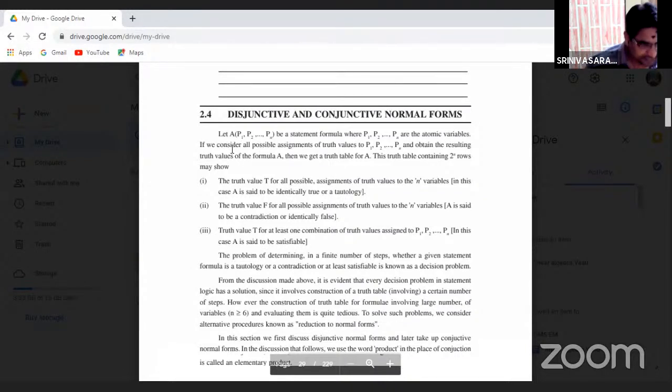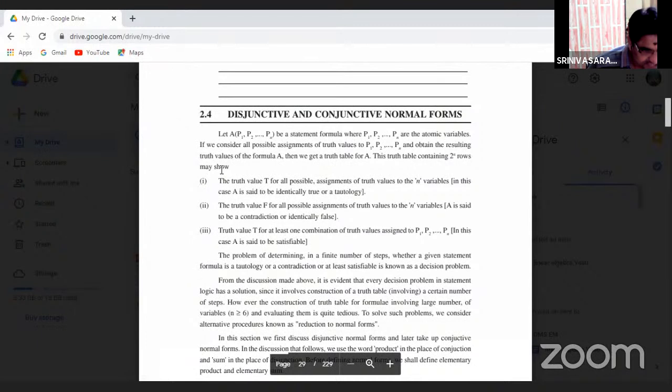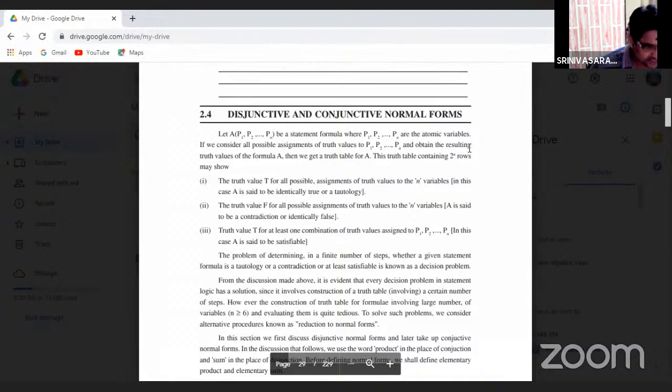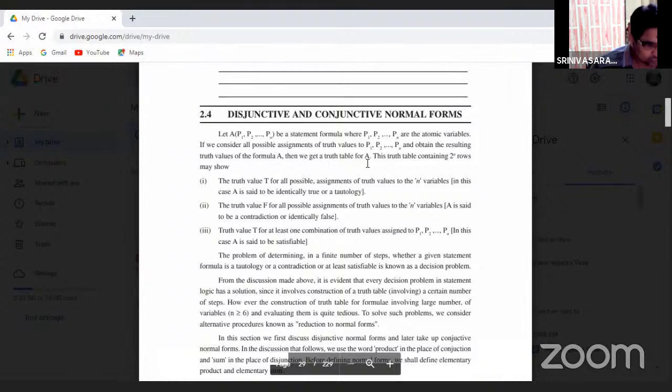Let capital A be one of the statements. In that statement we take the expressions that are atomic variables, located as given in the statement: P1, P2, and so on, Pn. Now you have to express the statement in terms of the atomic variables, consider all possible assignments of truth values, and obtain the resulting truth values of the formula. Then we get a truth value for A.